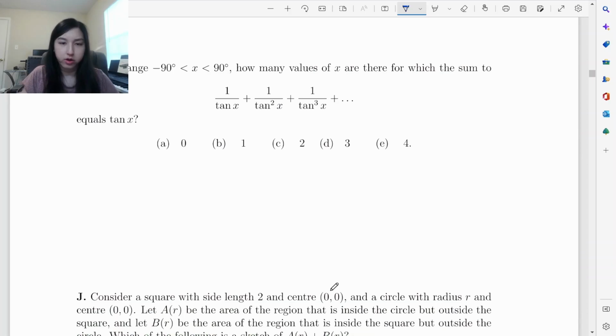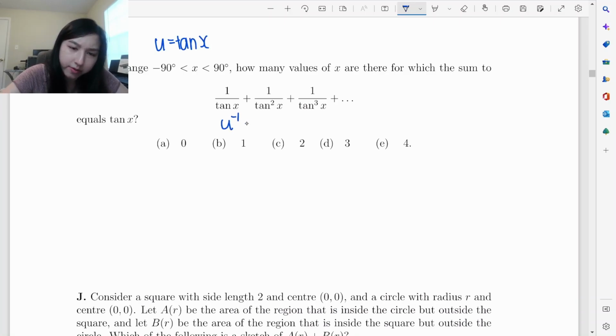So we've got how many values of x for which the sum to infinity equals tangent? So u equals tangent x, u to the power of -1 plus u to the power of -2 plus u to the power of -3 plus ... has to equal u. And r here is 1 over u, which has to be less than 1.